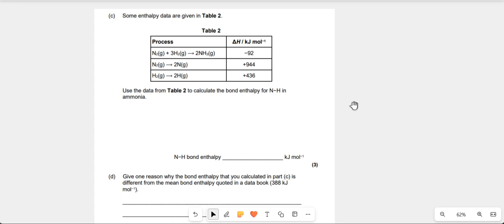Some enthalpy values are given. Use the data from data 2 to calculate that. Alright, so essentially I'm going from N2 to N, to just normal N, yeah? So I'm going to need to do 944. And then on top of that, I'm going from H2 to H, but I'm doing 3 of those. I'm going from 3H2 to basically 6H here, so I'm going to need to do 3 times that.